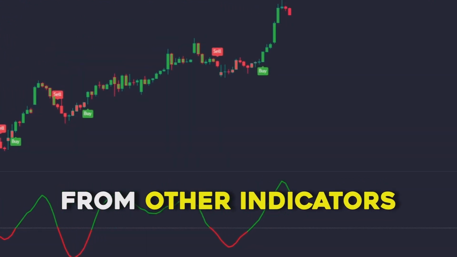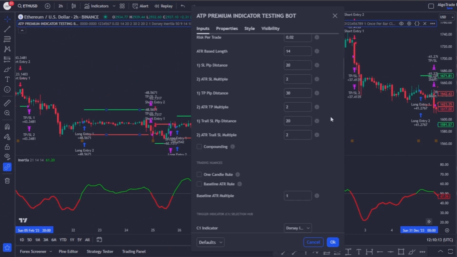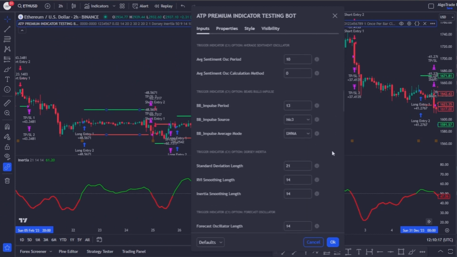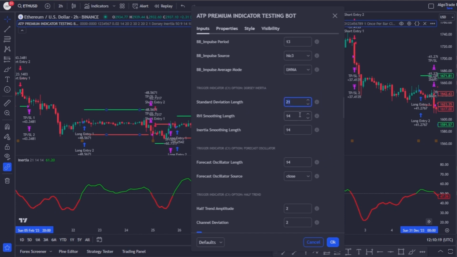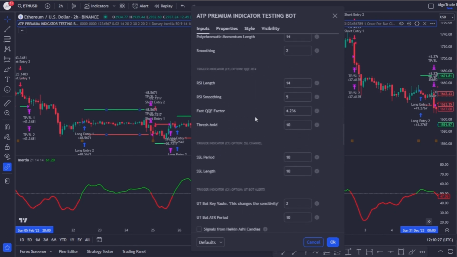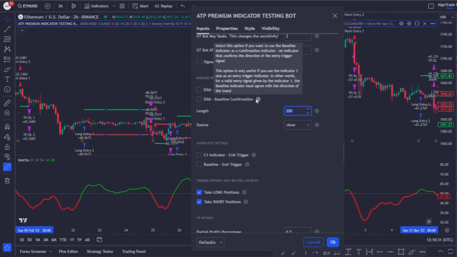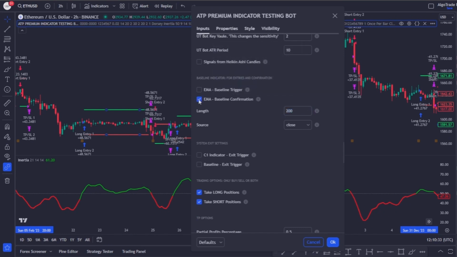After inserting the Dorsey Inertia indicator into my trading bot, I can quickly choose it and play with its settings to optimize it, because the bot calculates the results in seconds. But for this backtest, I will use the default settings, which are 21, 14 and 14. And you already know that I'm going to use the 200 exponential moving average as a filter indicator, and so I will check this option here.